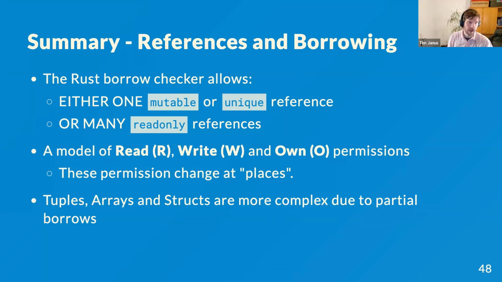And we already saw in the case of the Vec, if you get a reference of something that's inside the Vec, we also change the permissions of the Vec. And that is also true for fields of structs and so on.